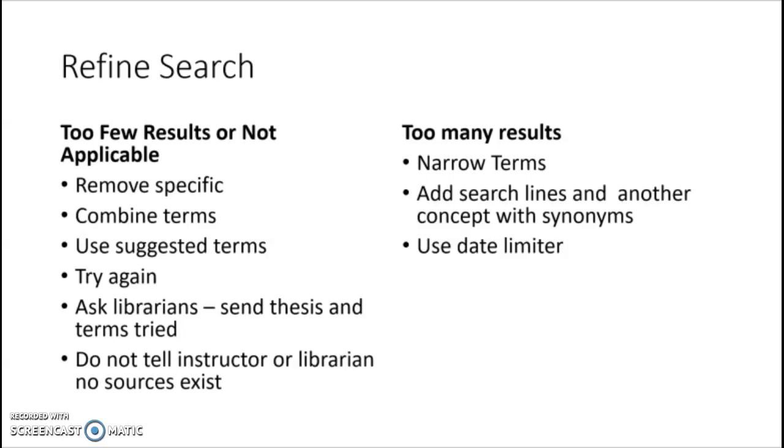On the contrary, if it should happen that you have too many results, which I would say would be anything over 200, then you want to do the reverse. Narrow your terminology, add more search lines. The advanced search screens usually give you 3, but you can add another one, and you can add another concept and the synonyms. And you can use the date limiter to the side. So there's various ways you can refine the search.